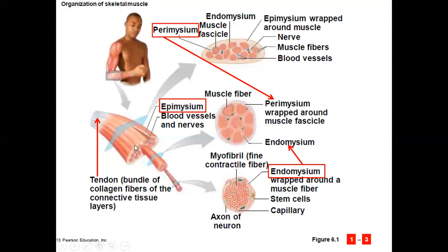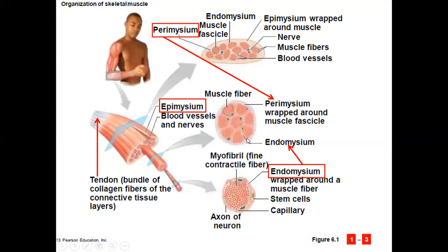And if you take one of these smaller circular structures here and blow it up, that's called a fascicle. So there's a bunch of muscle cells that are grouped into what's called a fascicle. And that fascicle is surrounded by the perimysium, more connective tissue. And then one of these individual muscle fibers is here surrounded by the endomysium.